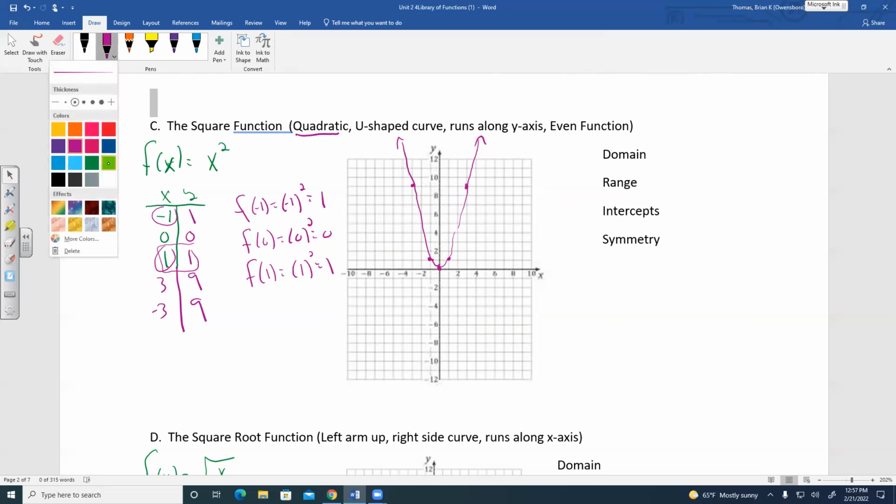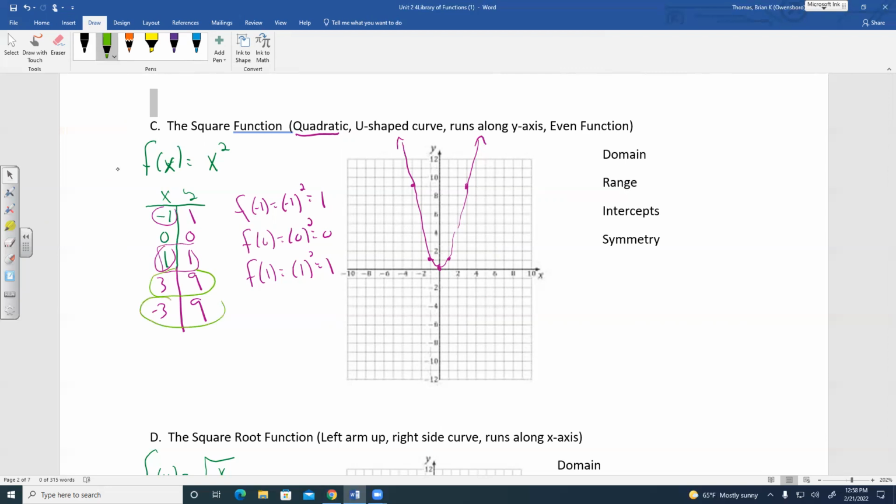Similarly, if you notice this point 3, 9, I have this 3, 9, and notice that there's this -3, 9. Notice how, again, the x value is changing. So this 3, 9, and then reflected over the y-axis is this -3, 9. That's what we mean by y-axis symmetry.